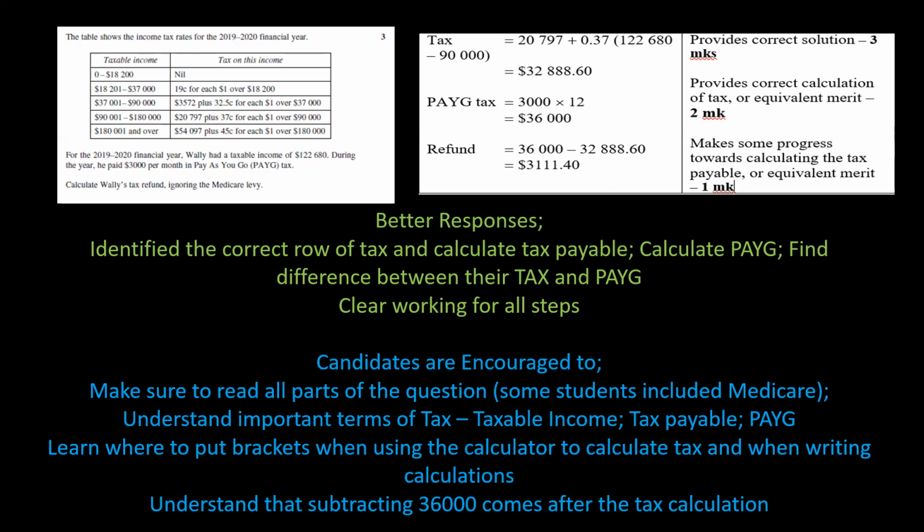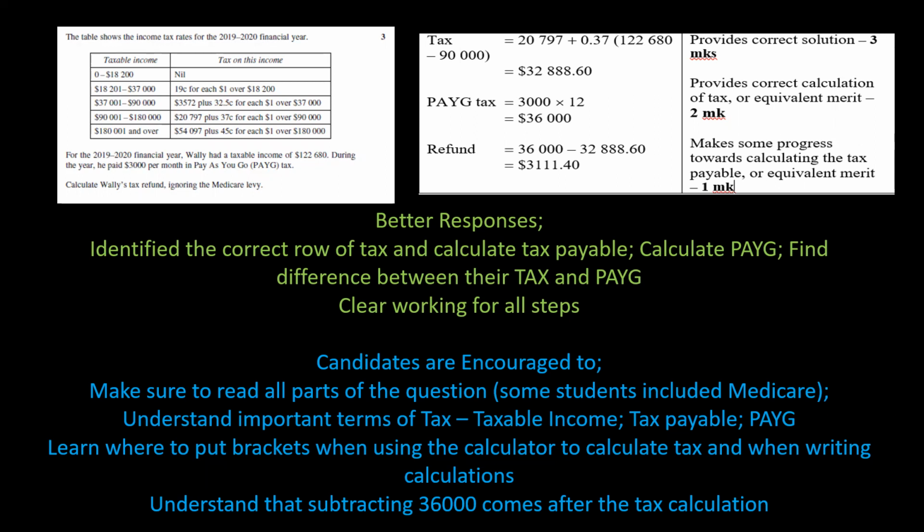Candidates are encouraged to make sure to read all parts of the question. Some students included Medicare, and the question specifically says ignore the Medicare. Look, it could be argued that there was some confusion in the question, but we need to prepare our students so that they can possibly be asked both. Understand important terms of tax, so definitions of taxable income, tax payable, and PAYG. For the candidates that weren't able to achieve marks, it's just a lack of understanding of what they actually had to do.